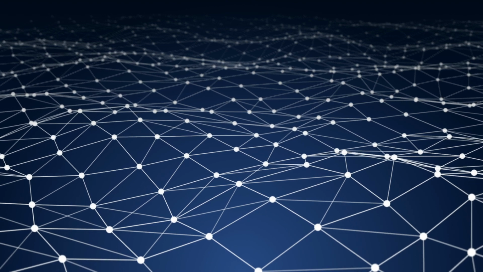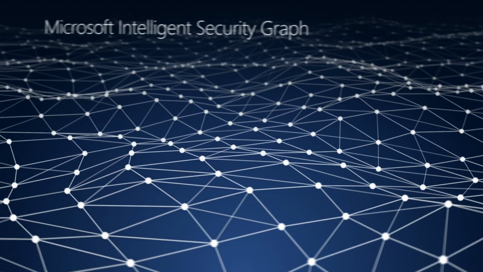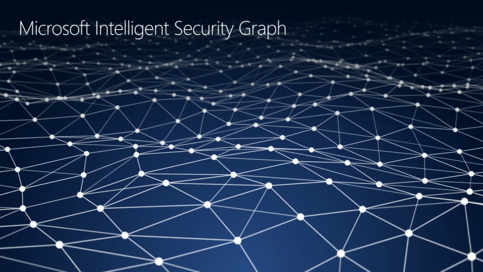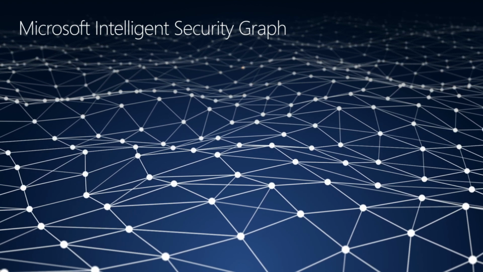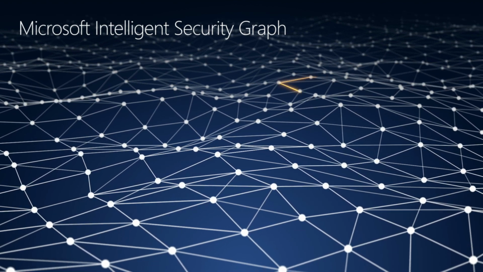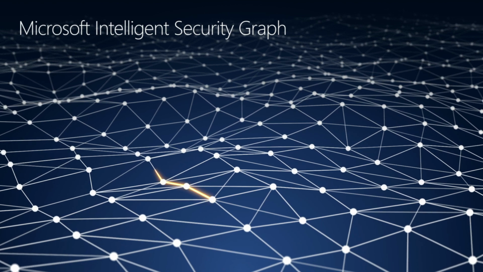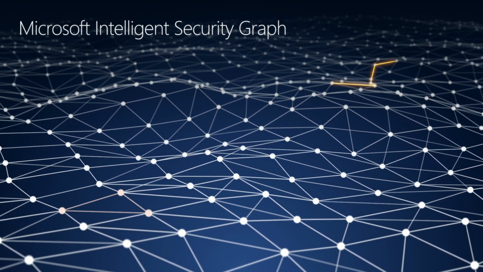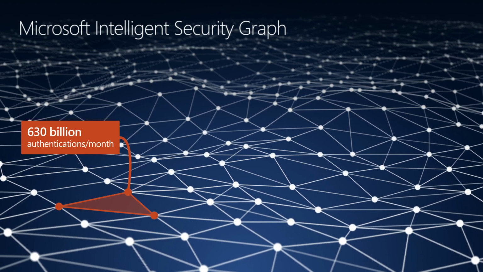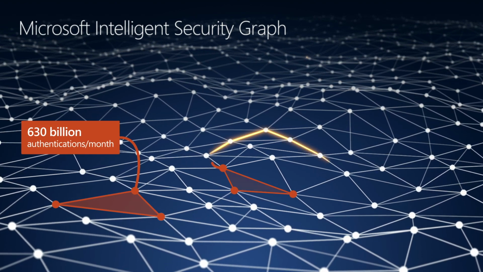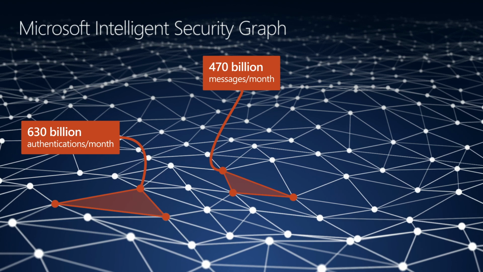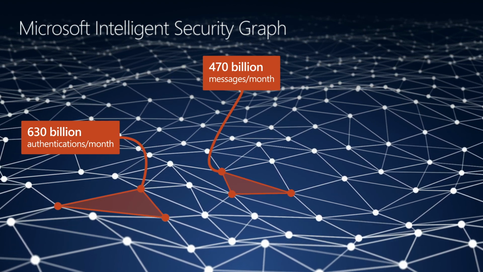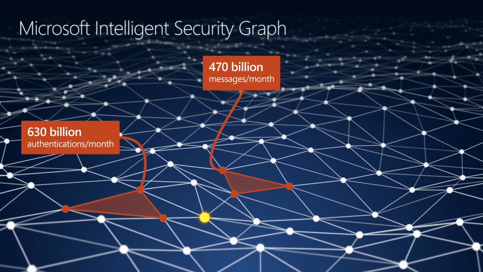Reputation analysis gets its smarts from the Microsoft Intelligent Security Graph to score website and file reputations. The Intelligent Security Graph uses artificial intelligence, machine learning, and other techniques to process trillions of signals. For example, it processes more than 630 billion authentications each month, and it scans 470 billion emails for malware and phishing attempts.